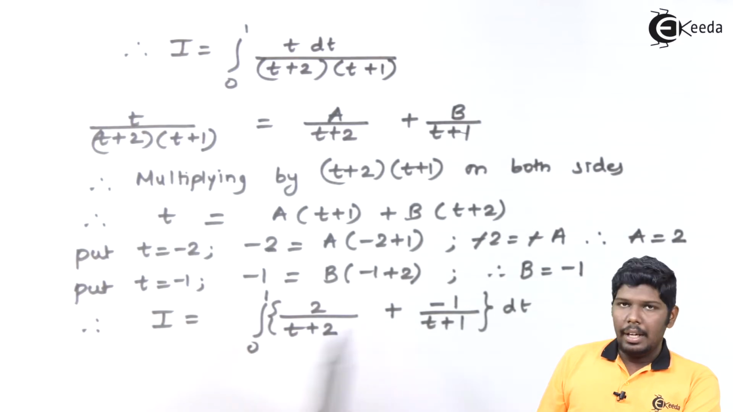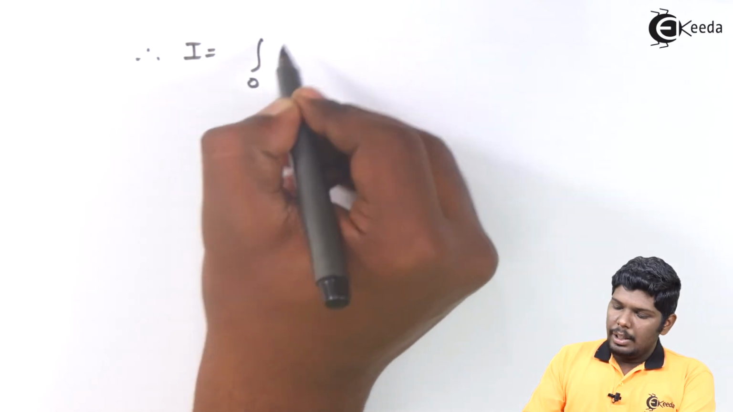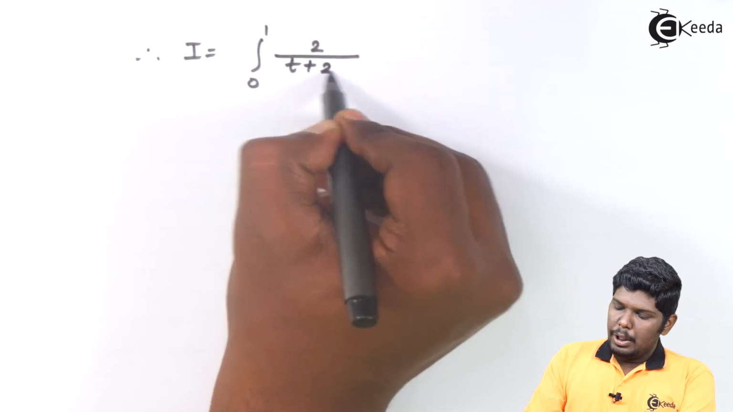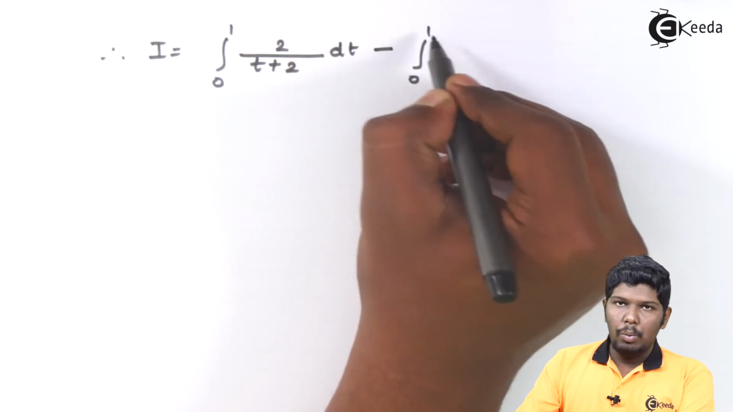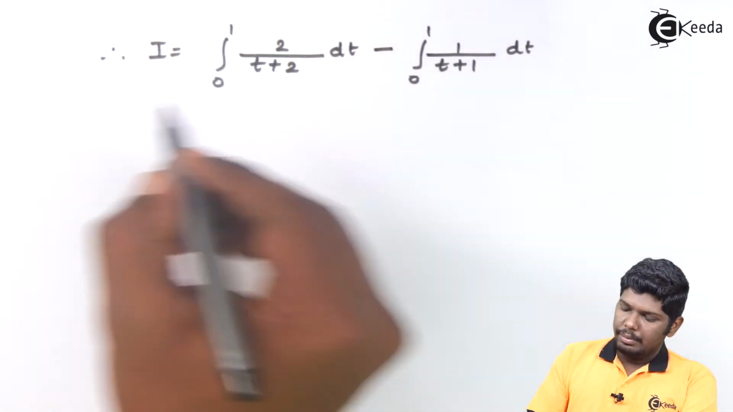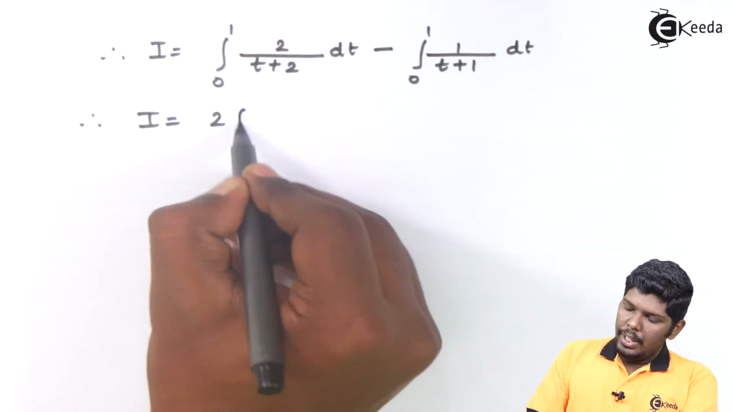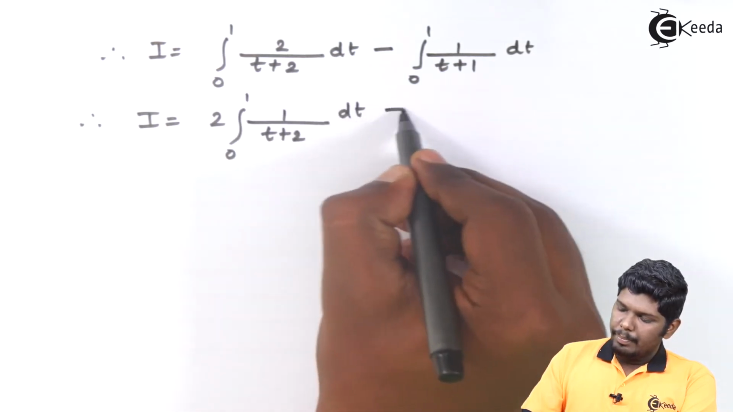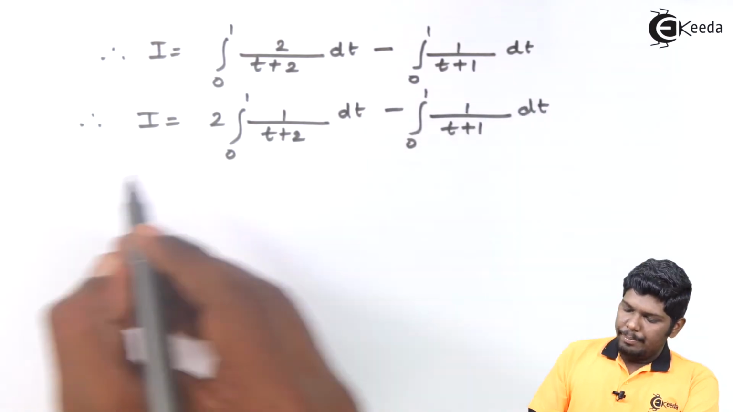Now, let us separate the integration. Therefore, I is equal to integral 0 to 1, 2 upon t plus 2 dt, plus into minus will give you minus, integral 0 to 1, 1 upon t plus 1 dt. Now taking the constant 2 outside the integral, we have 2 times integral 0 to 1, 1 upon t plus 2 dt, minus integral 0 to 1, 1 upon t plus 1 dt.